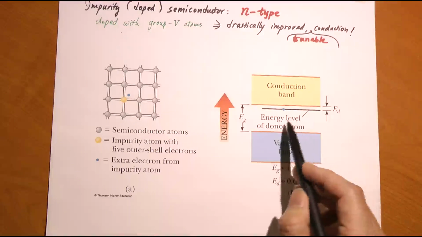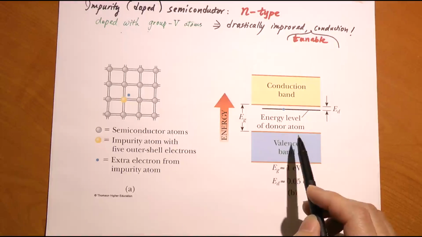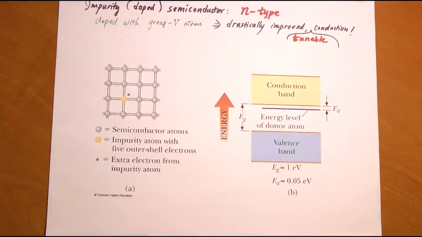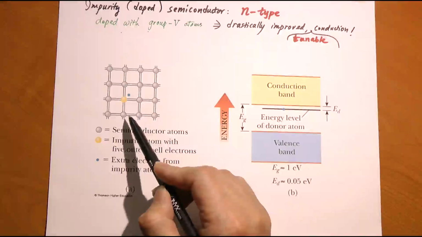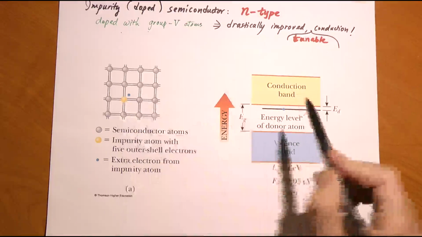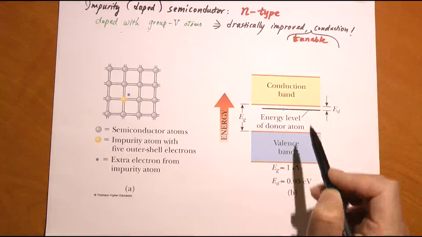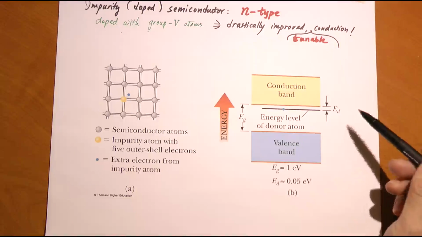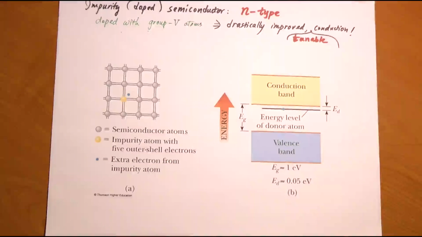These atoms are called donor atoms because they each can contribute an additional electron, which will be available for conduction. And when we dope this semiconductor with different percentages of group 5, we can then control the density of these donor electrons. Therefore, we can dramatically change the conductivity of this semiconductor material depending on the concentration of doping. That's how an N-type semiconductor works.